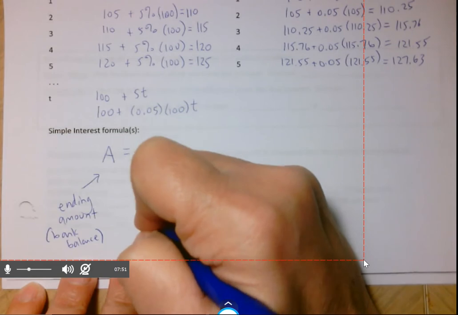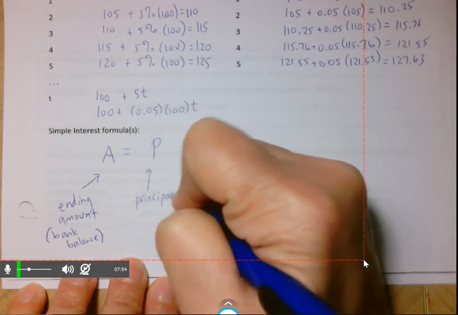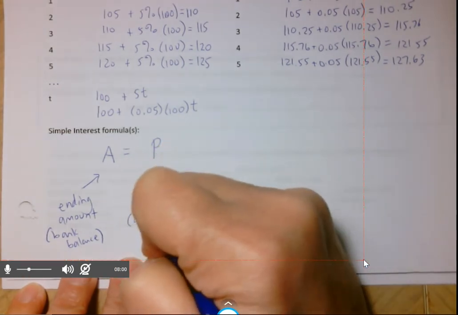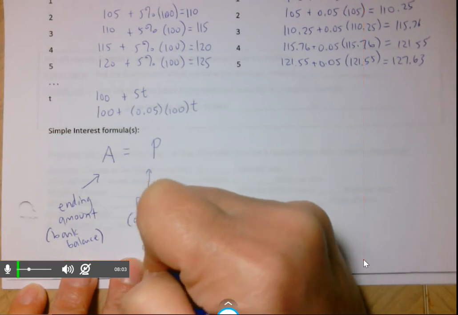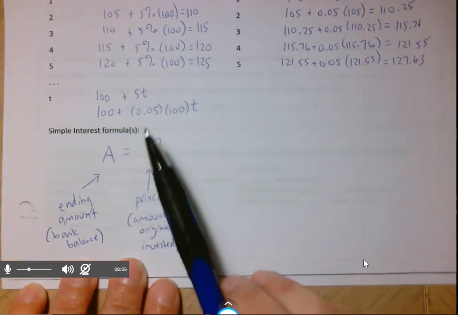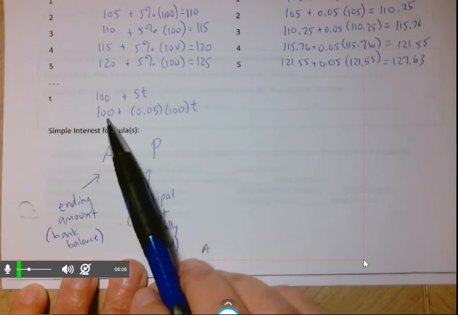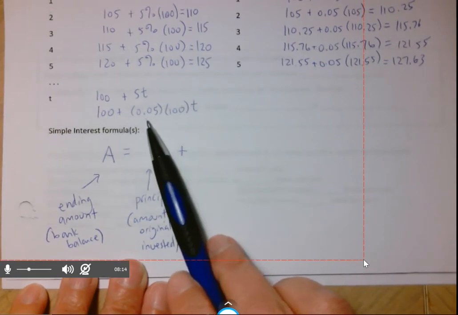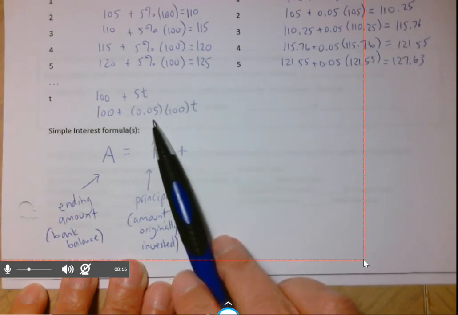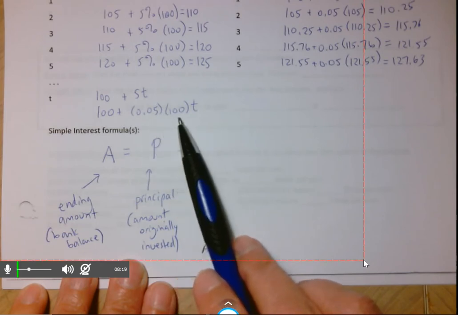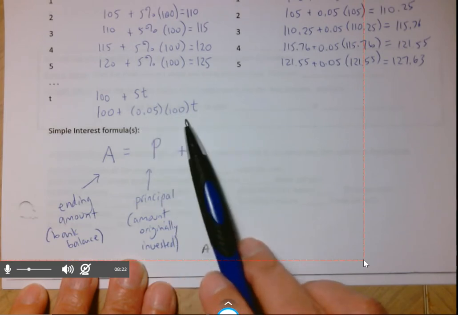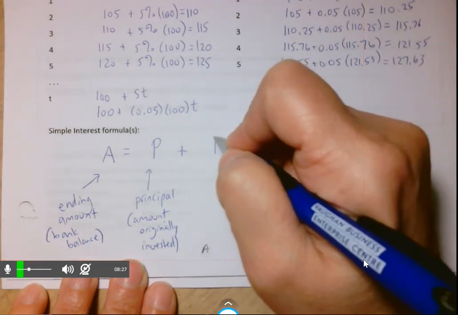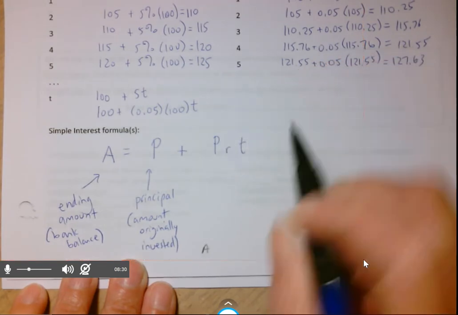Principal, I'm going to write it like this, principal, A-L, not L-E. The principal is the amount originally invested. So after T years, he has in his bank account the original 100 plus the rate of interest, 5%, times the principal, so 5% of $100, times the number of years that have passed. So I'm going to write it like this: plus P, R, T, and these are all multiplied.